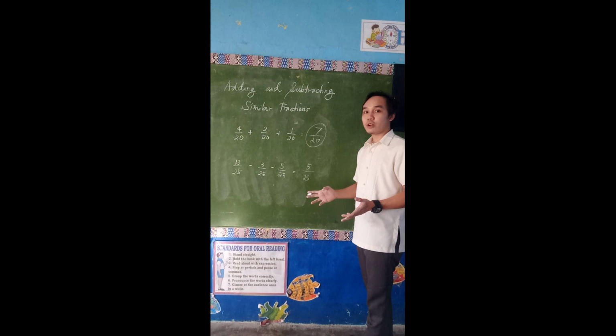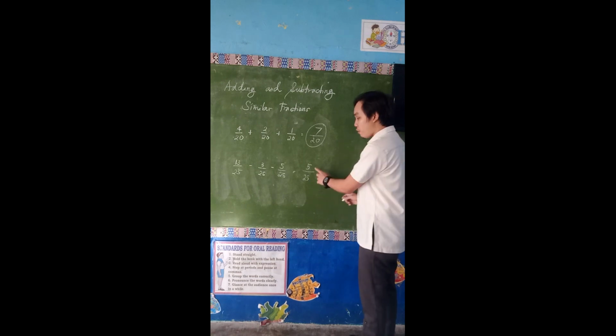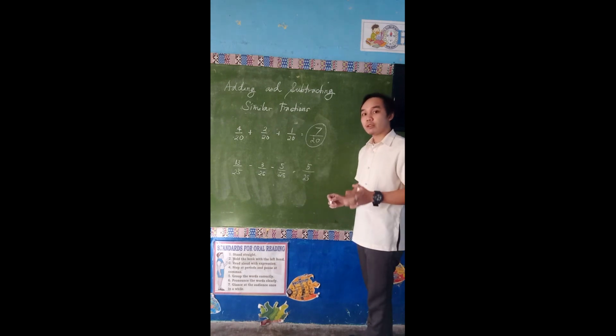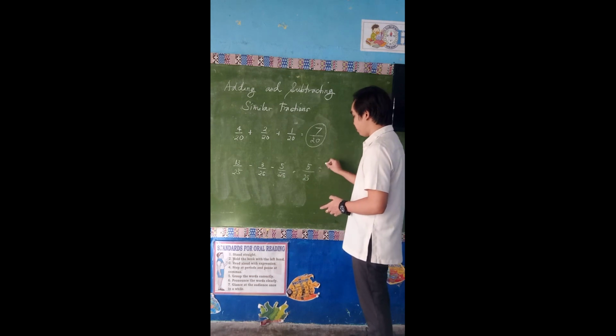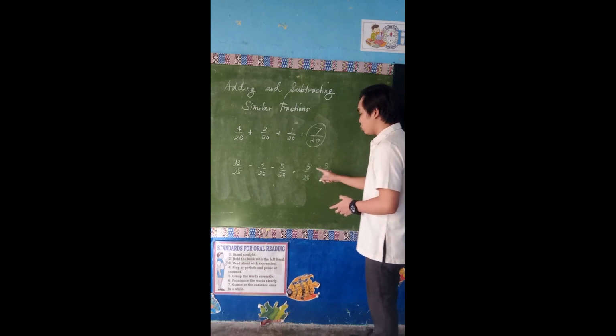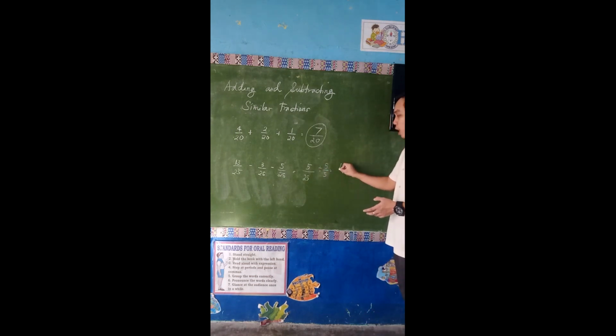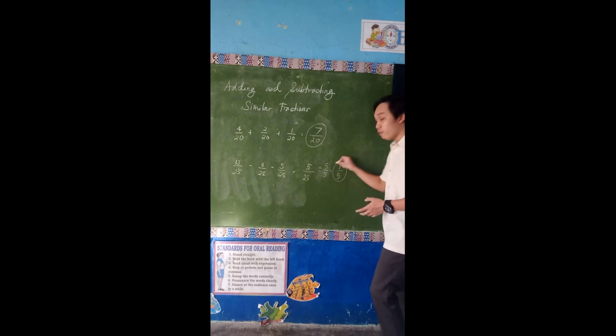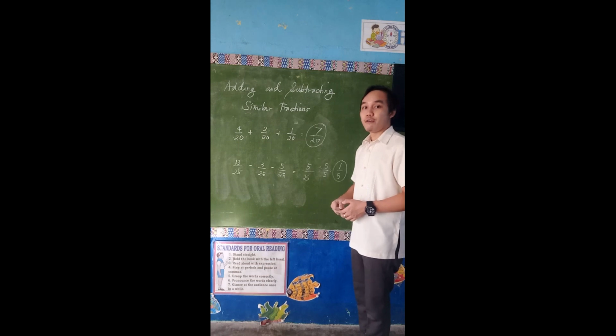Is this our final answer? Not yet, because 5 and 25 are both divisible by 5. So 5 divided by 5, we have 1. 25 divided by 5, we have 5. So our final answer is 1/5.